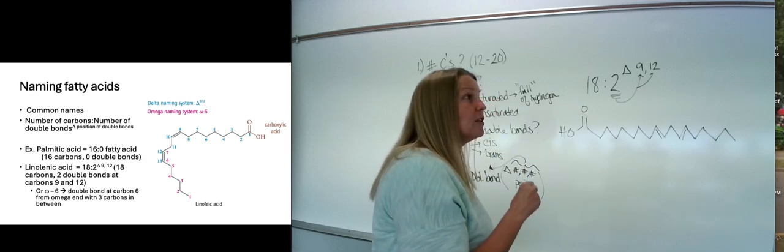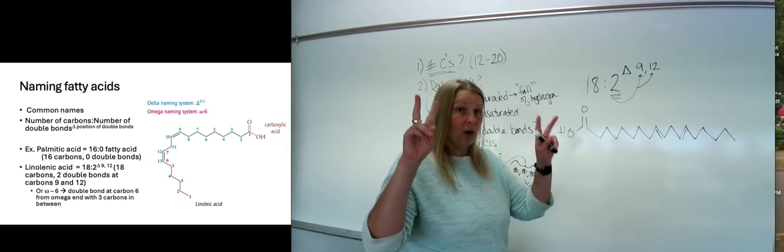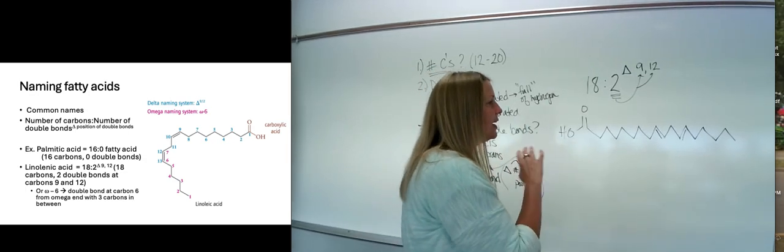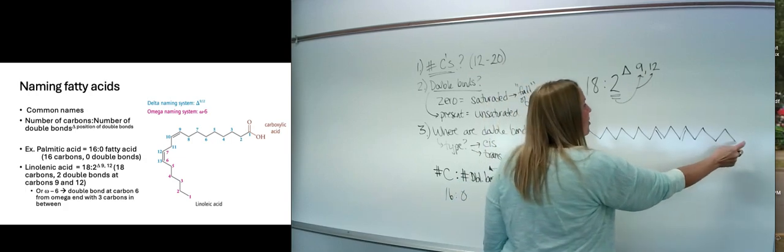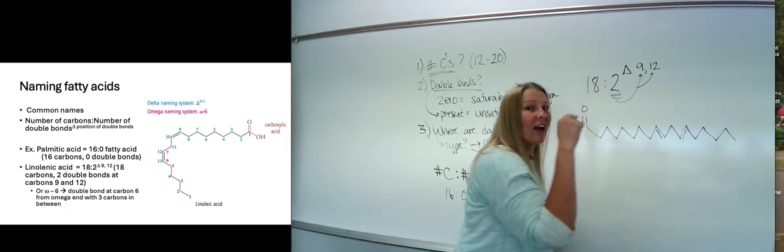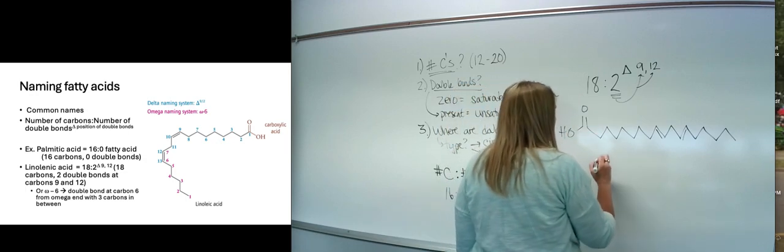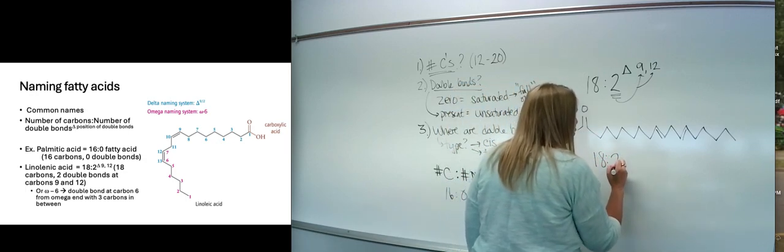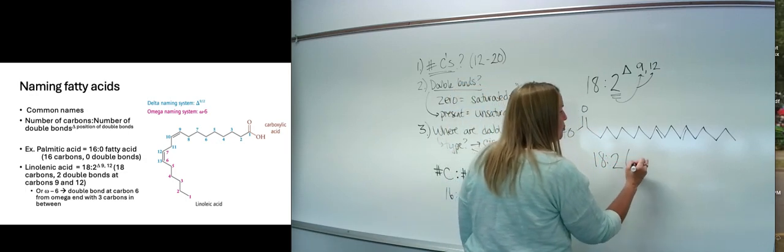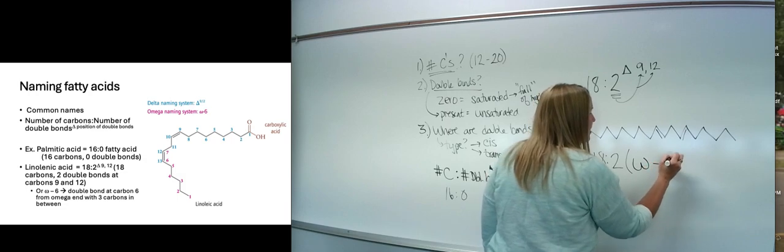So what you can do is, if you know that it's called an omega-3, if you remember in the Greek alphabet, omega is the last letter or the last carbon. So the other way that you could also write this nomenclature would be 18, 2, and then in parentheses you would put omega minus 6.